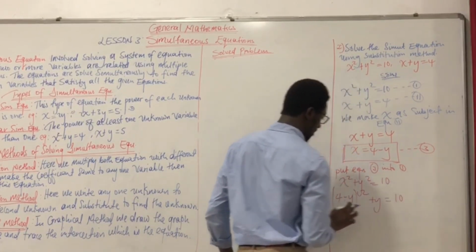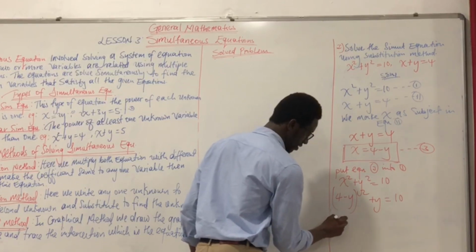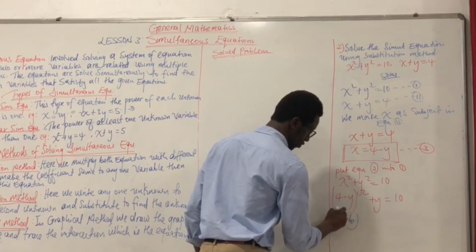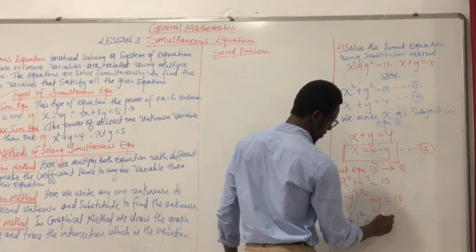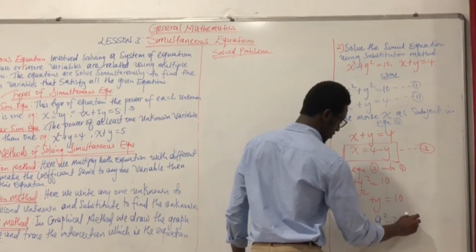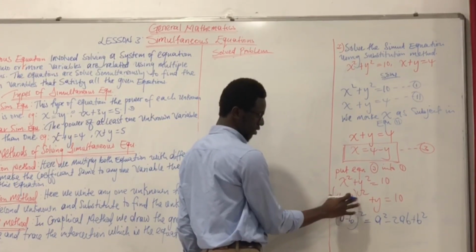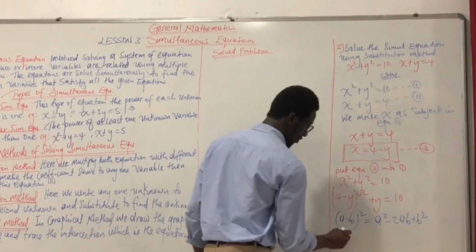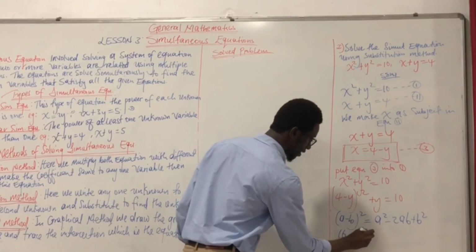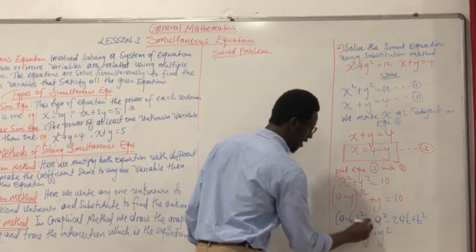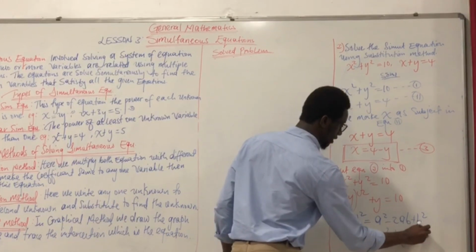So now we expand this equation using the formula for a minus b all squared, which gives us a squared minus 2ab plus b squared. So we use this method to expand, which gives us 4 squared, which is 16, minus 8y plus y squared, plus y squared equals 10.